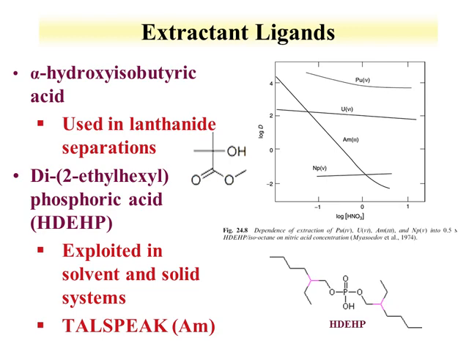Another ligand is shown here, HDEHP, or di-2-ethylhexyl phosphoric acid. HDEHP is used in the TALSPEAK system for separating out the trivalent actinides from the lanthanides, and we'll discuss this when we discuss some separations that are specific for americium. And some of the data that's shown here for HDEHP show the distribution coefficient. Again, this is a log distribution coefficient as a function of the log of the nitric acid concentration. And we see that for uranium, plutonium, neptunium, there's not much of a dependence of the extraction on the nitric acid concentration.